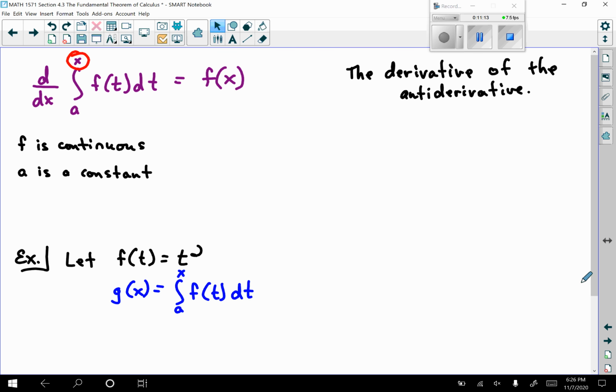So we are going to look at the function f of t is t squared, and then we're going to find the derivative of the antiderivative right here. So please go ahead and copy this down.